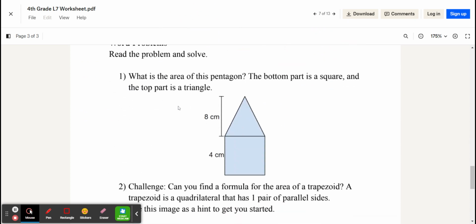And then this is a little bit of a challenge problem. The bottom part is a square for this pentagon. It's a 5-sided figure. If I trace it out, 2, 3, 4, 5, you can see it has 5 sides.